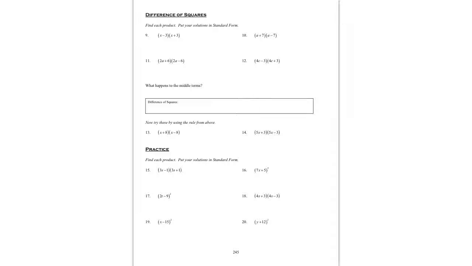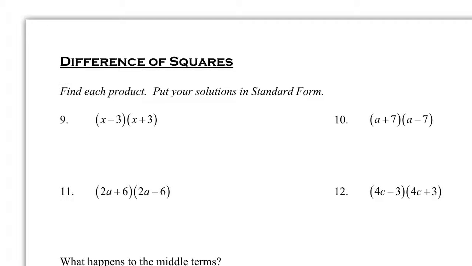This type of pattern is called the difference of squares. All right, and we'll see why it's called that in a second. So if we look at problem 9, let's distribute. You get x squared plus 3x, and then minus 3x minus 9. Well, when I combine my like terms, 3x minus 3x actually becomes 0. So I just get x squared minus 9.